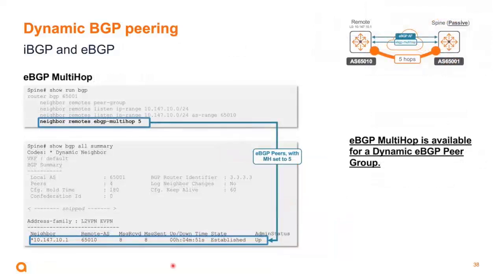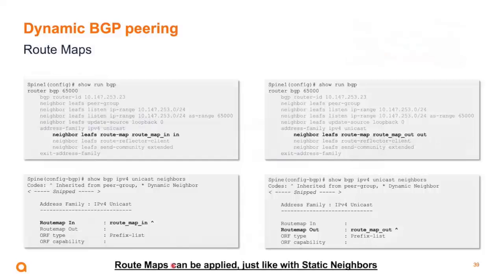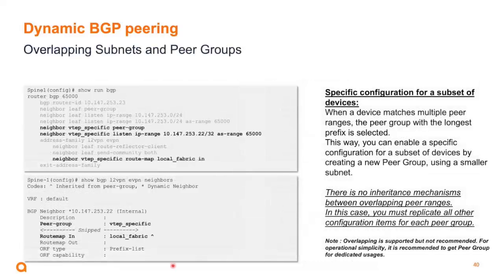eBGP multi-hop is also supported, as we already mentioned, and you can apply it with a number of hops to a dynamic peer group. Route maps are also supported in and out, just like with static neighbors. And there is an important point to note also, and this is the fact that we support multiple peer groups with overlapping subnets. So in this case, a peer will match the peer group listening to the longest IP prefix.